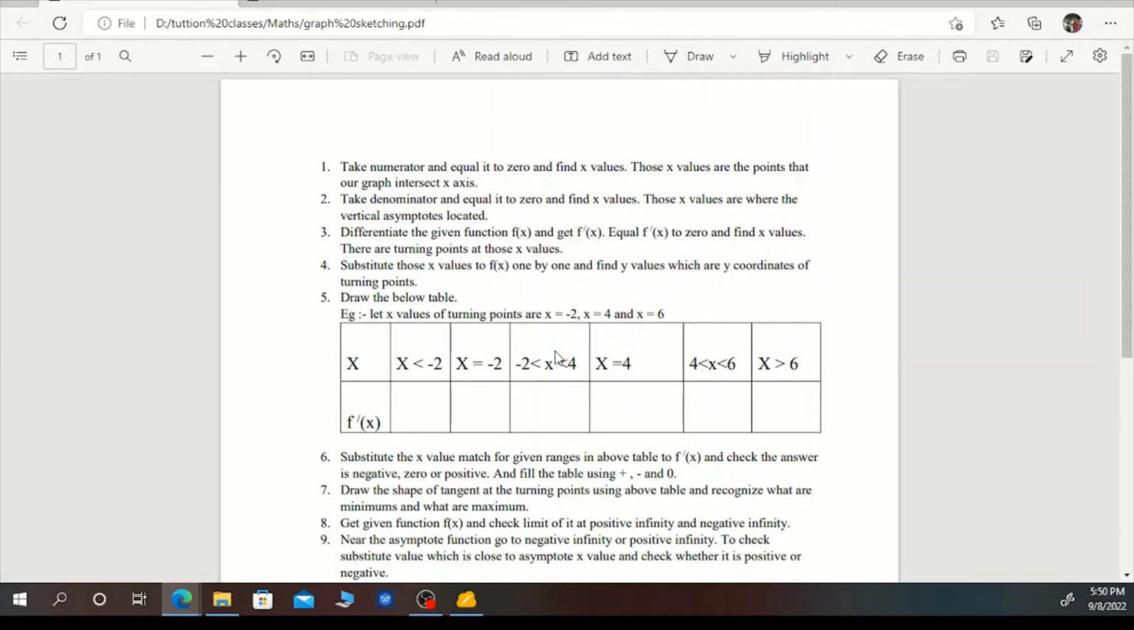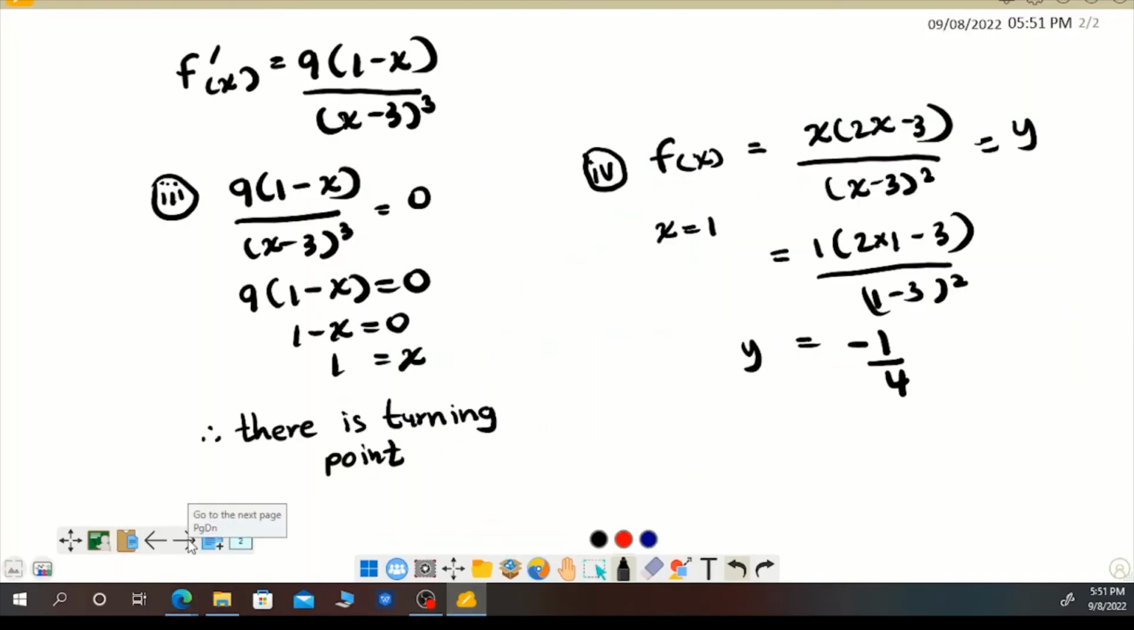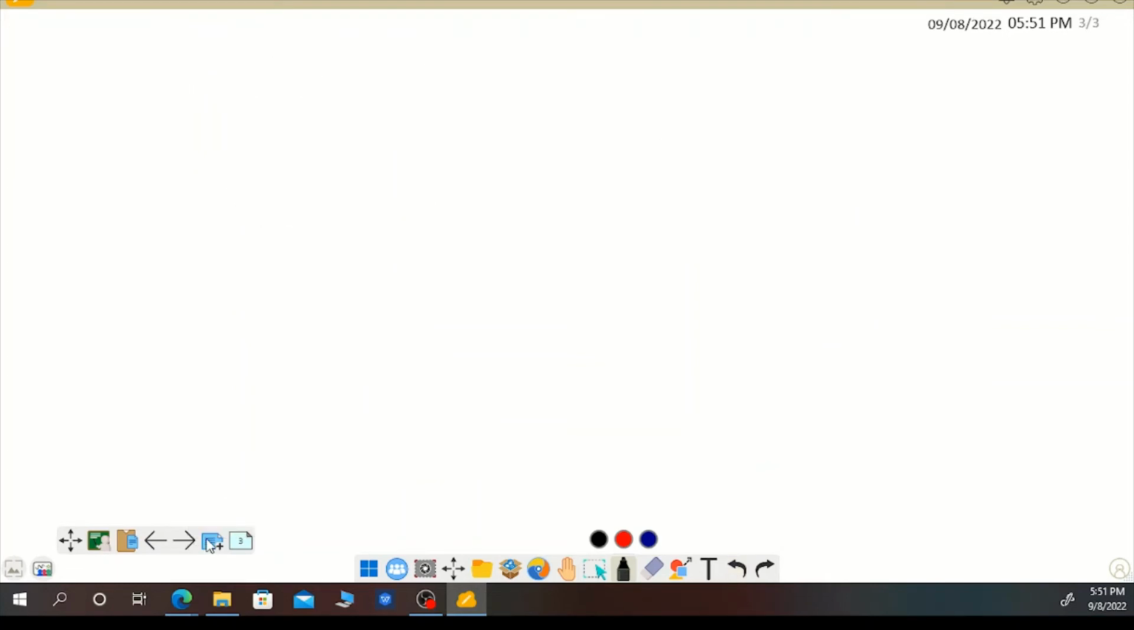So likewise, you have to think about all the x value ranges. An important thing: in this x value range, there cannot be an asymptote x value. Think there is an asymptote at x equals 1, then we cannot use the range minus 2 less than x less than 4, right? We have to separate it into 2. We cannot take an asymptote value in this table. So in my case, I'm going to draw my table like this. My x value is 1.